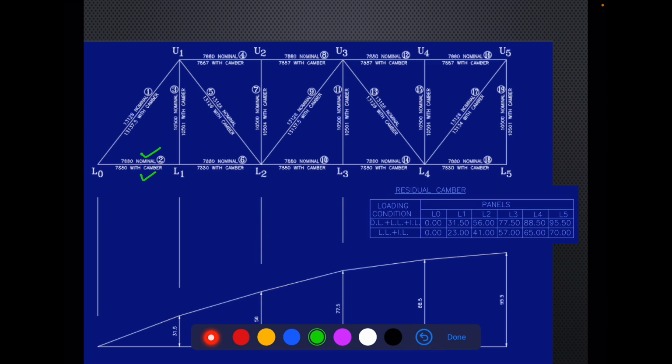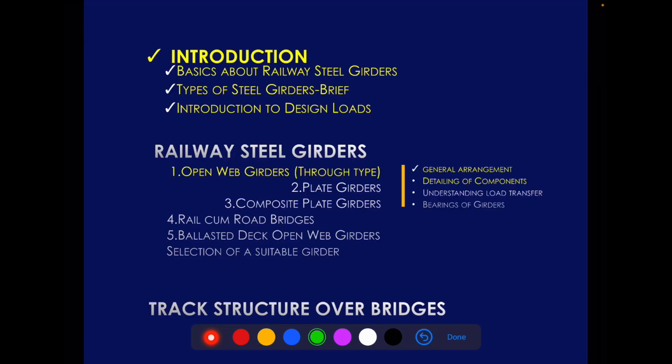So in general, this was about the general arrangement of open web girders. We have finished this general arrangement part. Now we can start with detailing of components. So let's go ahead and start the lecture about detailing of components.